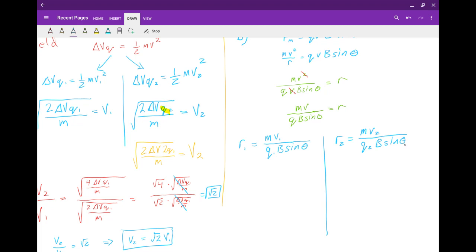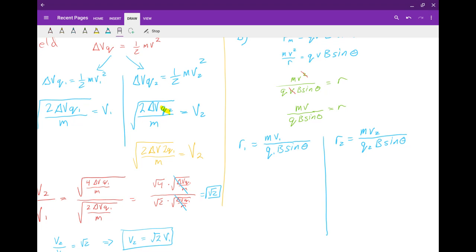So theta 1 and theta 2, but I am putting a 1 and a 2 here, because remember, their velocities in the magnetic fields are different. Remember, one velocity is this, and V1 is this, and V2 is this, right? And also their charges are different. And so therefore I have to put subscripts on their charges as well. Okay.